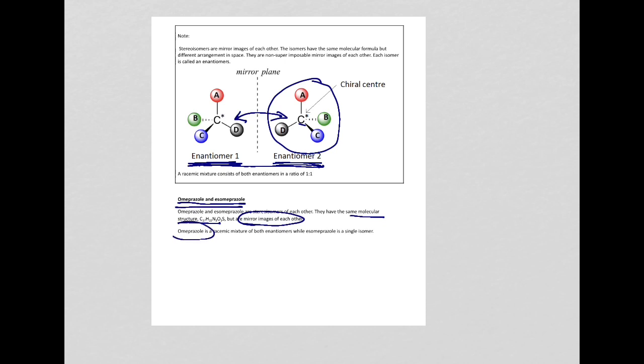Now, omeprazole is a racemic mixture. Racemic mixture means that it contains both isomers. So, omeprazole contains both omeprazole and esomeprazole. But esomeprazole is a single isomer, so only one of the mirror images. But both of them, they are as effective as each other.